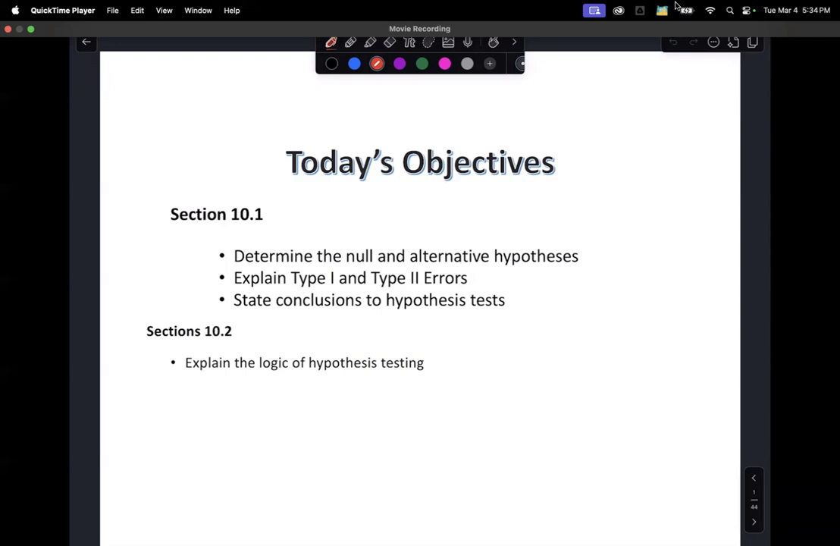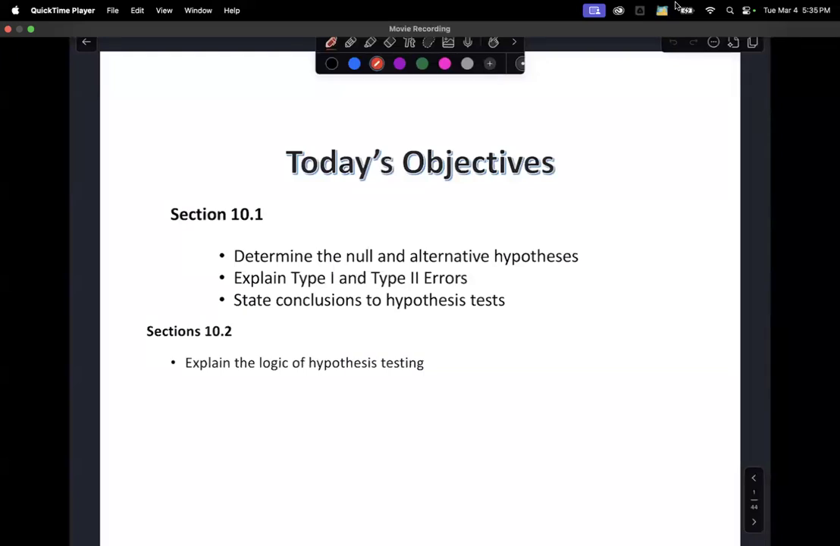We're going to talk about hypothesis testing. So the first thing we're going to do is learn about null and alternative hypotheses, talk about what they are, and how to write the setup for those. And we're going to talk about what a type 1 and a type 2 error is and how to state the conclusion of a hypothesis test. That's all 10.1. So we will completely be done with 10.1, and so you'll be able to do that assignment.